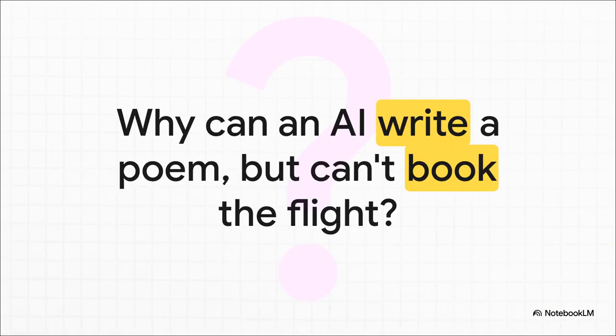It all really boils down to this one simple but kind of profound question. You've probably seen an AI generate some incredible text, write code, maybe even make some art. But have you ever stopped and wondered, why can't that same AI just go ahead and book your flight or order your groceries? What's the disconnect between knowing something and actually doing it?